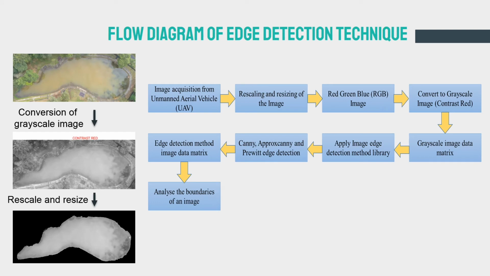The types of edge detection are Canny, Prewitt, and Sobel. After that, we obtain the image data matrix of each edge detection method. And lastly, we analyze the boundary of the image for every type of edge detection method.